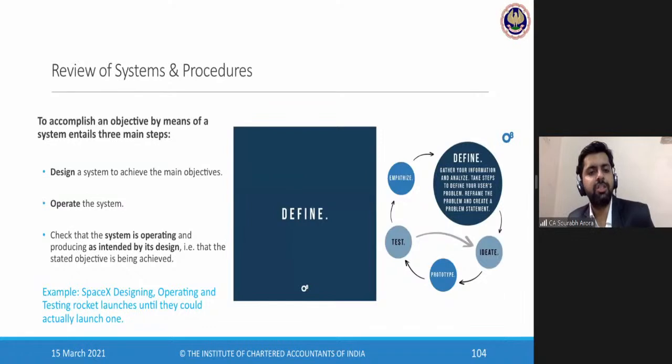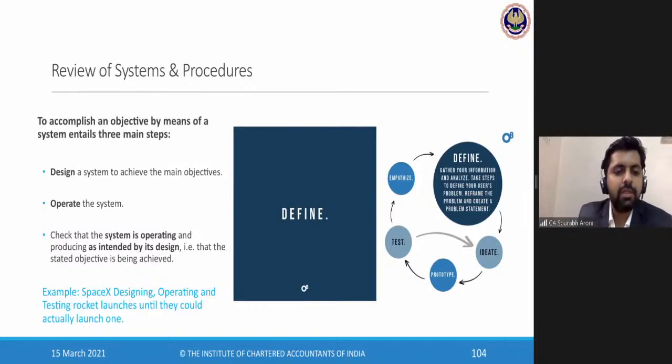Review of system and procedure. To accomplish an objective by means of a system entails three main steps. So if you have to develop a system, if you have to meet an objective of the system, three steps: design, operate, and test. These are the three steps to that. An example is SpaceX designing, operating, and testing rocket launches until they could actually launch one. So this is the biggest example that is in the world right now.